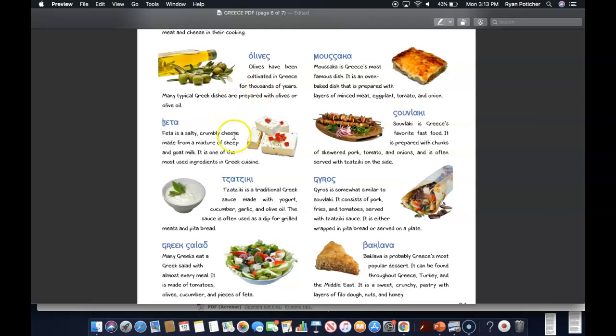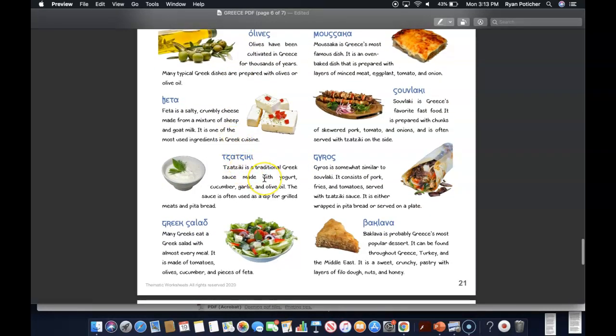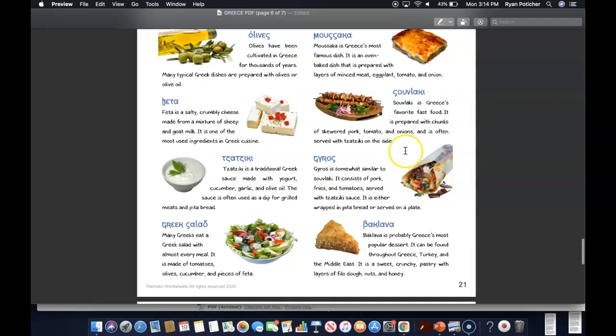Down here is tzatziki, which is a traditional Greek sauce made with yogurt, cucumber, garlic, and olive oil. The sauce is often used as a dip for grilled meats and pita bread. Greek salad. Many Greeks eat Greek salad with almost every meal. It is made of tomatoes, olives, cucumber, and pieces of feta.